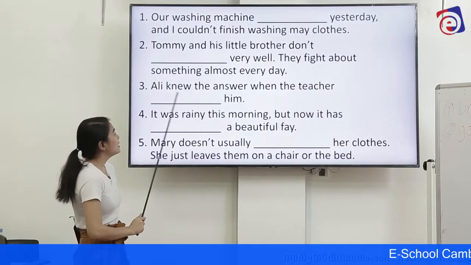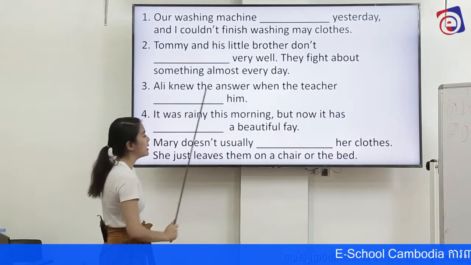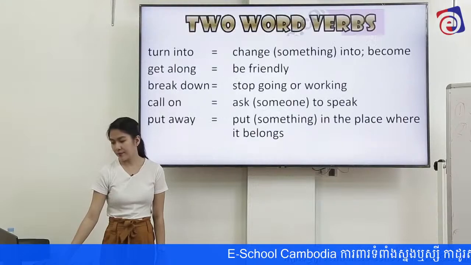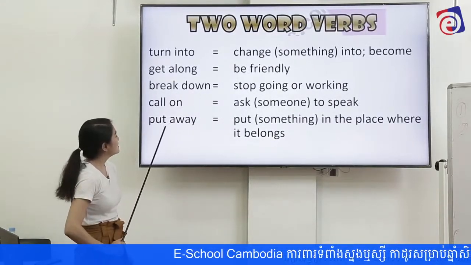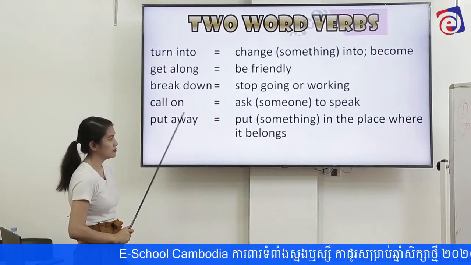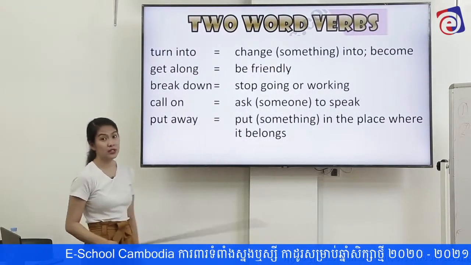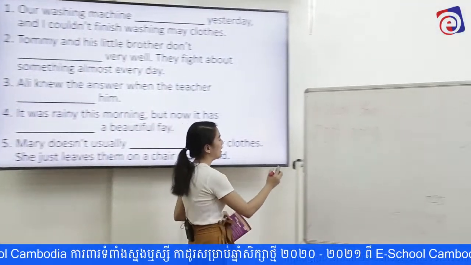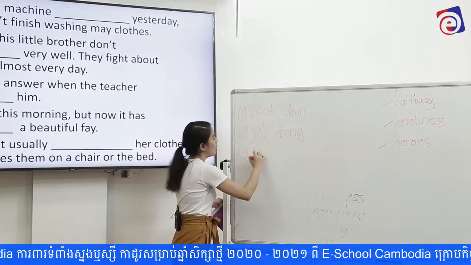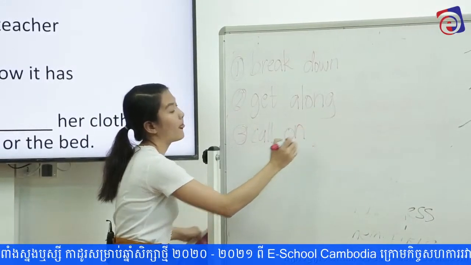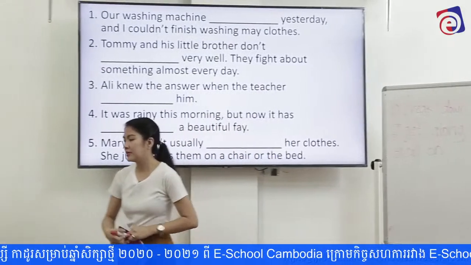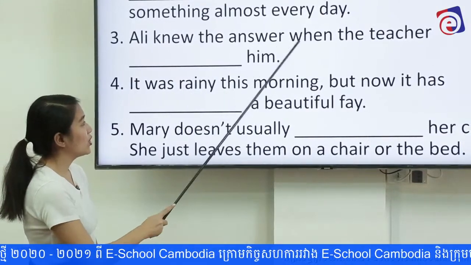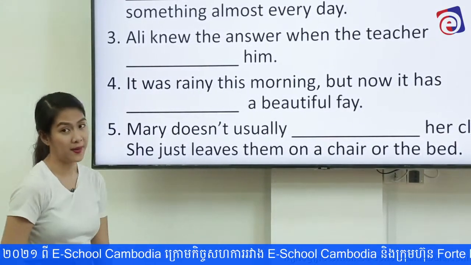Next, number 3. Ali knew the answer when the teacher blanked him. So, the answer is call on. Call on, which means ask someone to speak. So, the answer in number 3 is call on. Okay? Let's read together. So, Ali knew the answer when the teacher called on him.